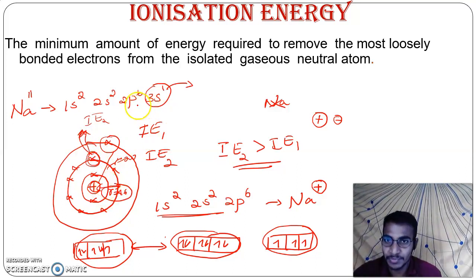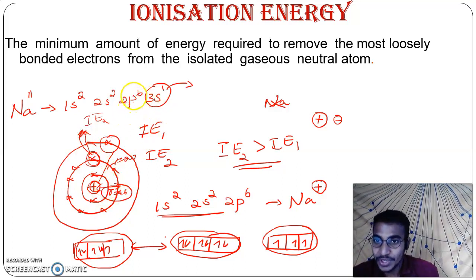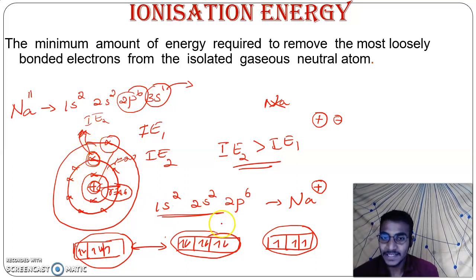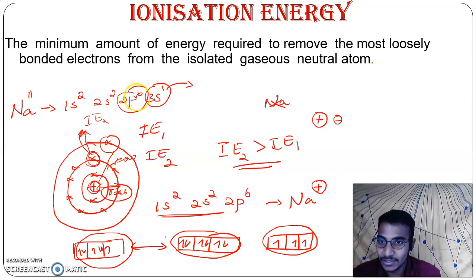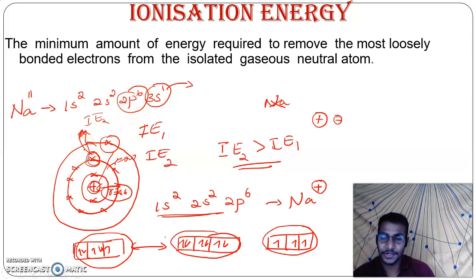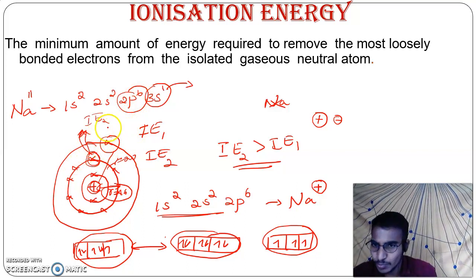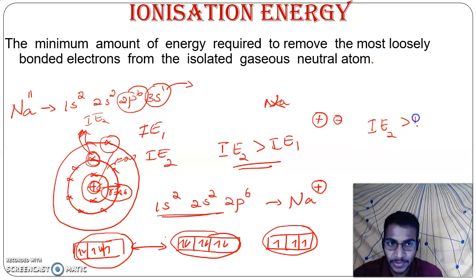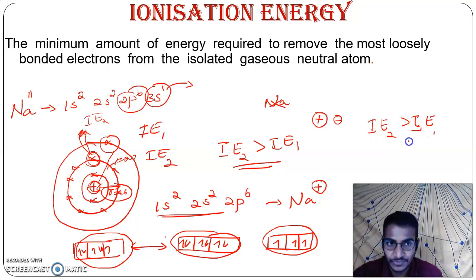Again, the concept you should remember: we are going to remove an electron from the 2p orbital, right? So a 2p orbital electron we are going to remove. As I said, half filled and completely filled are more stable. In the 2p orbital there are 6 electrons. To remove an electron from a completely filled orbital, we require more ionization energy. So in this particular example, second ionization energy is more than first ionization energy.